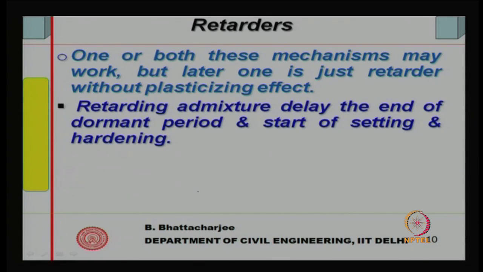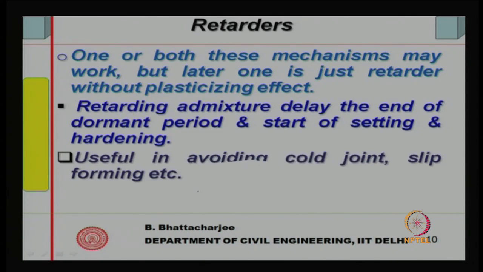Retarding admixtures delay the end of the dormant period. Dormant period, we saw it earlier, means the period during which ettringite largely forms. In the first 30 minutes, ettringite is formed, and CSH formation really does not start. So, this essentially ensures a longer ettringite period, a longer dormant period, and therefore setting is delayed. After that, setting starts, followed by hardening. Good, useful in avoiding cold joints and in slip form concrete, etcetera.